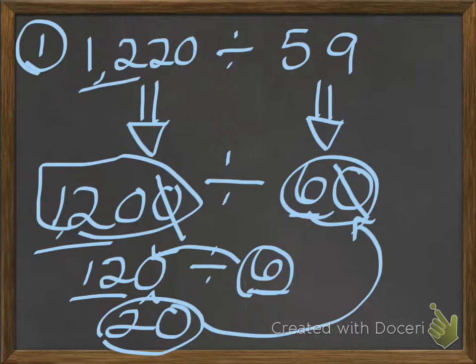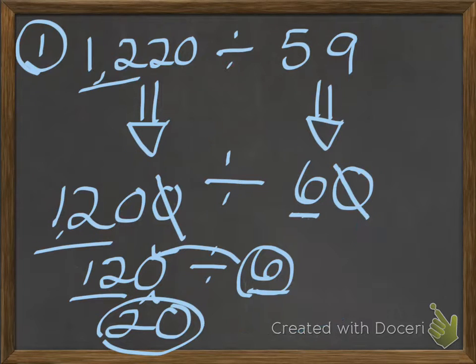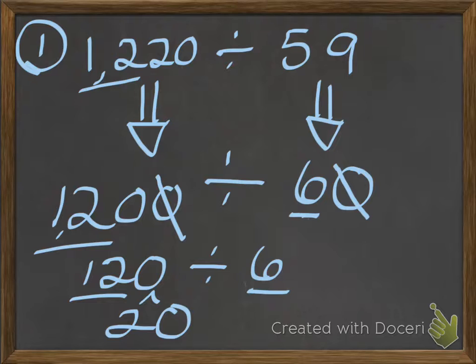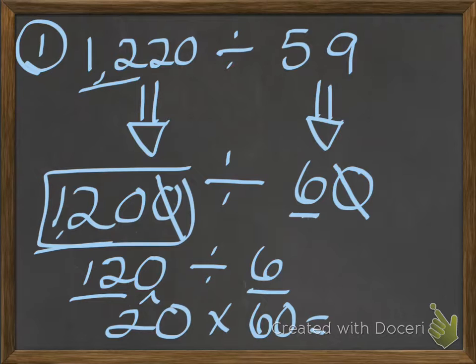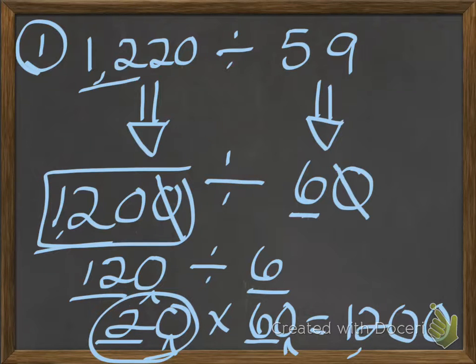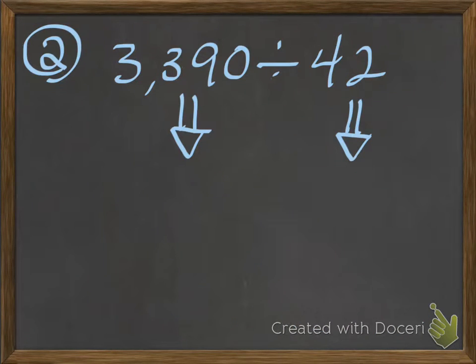Let's see if that is true. So let me make some room here. All right, so now I've got 20. I'm going to take it times 60 and see if it equals 1,200. 2 times 6 is 12. Tack on those extra zeros, and I've got 1,200. Did you get it? Did you find 20? That's the answer to our problem. All right, number 2.